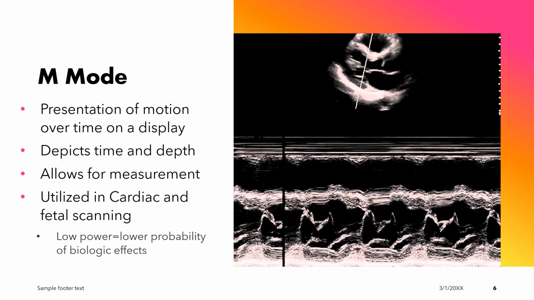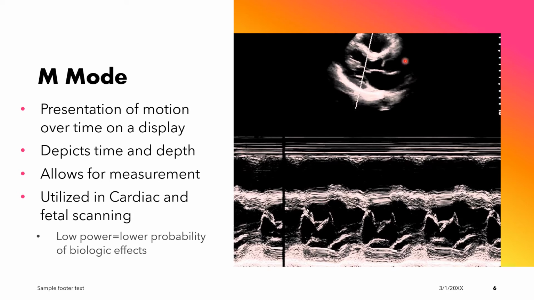That brings us to M mode, or motion mode. M mode is the presentation of motion over time on a display. It depicts time and depth and allows for measurements. This is one of the more common modes utilized in cardiac scanning.